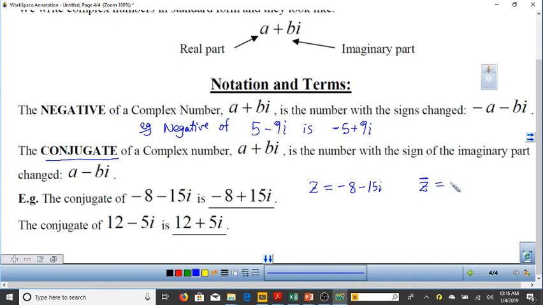And all that means is we are going to be replacing the sign in front of the imaginary part with its opposite. So instead of negative 8 minus 15i, it will now be negative 8 plus 15i. And that's the conjugate. The conjugate is represented by a bar. So that's the conjugate of z. Here's another example. Let's use w this time. Let's say w is 12 minus 5i. Then w conjugate is 12 plus 5i.